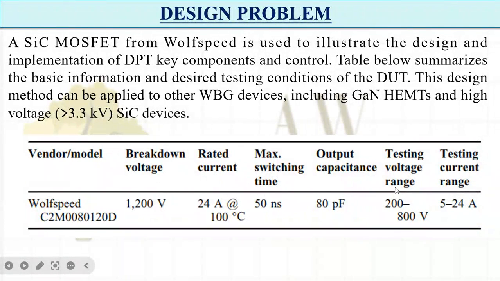Then the testing voltage range is given: you can test between a V minimum of 200 and a V maximum of 800. So 800 is my maximum and 200 is my minimum. Then for the test current, the minimum current is 5 and the maximum current is 24. Now we will start designing our double pulse test circuit with this data.